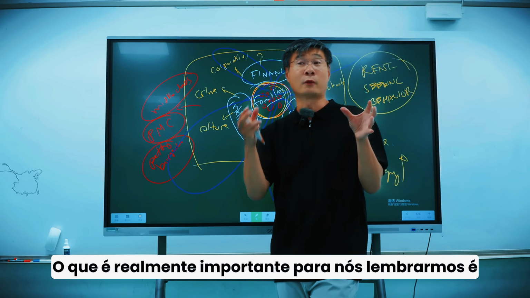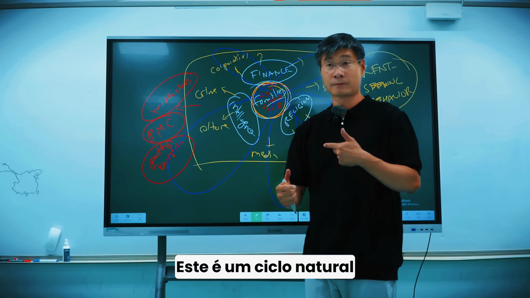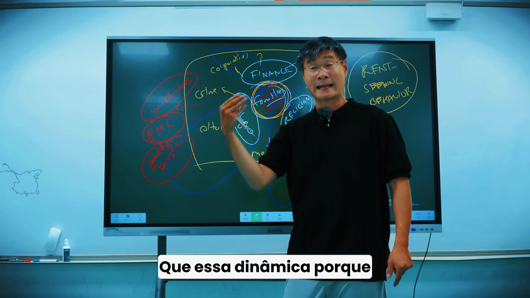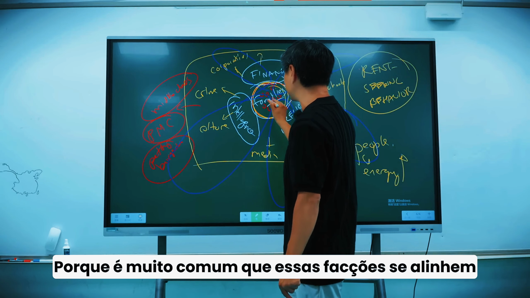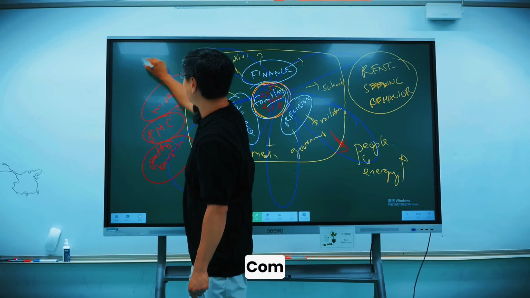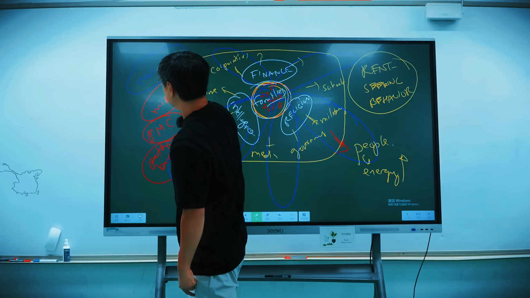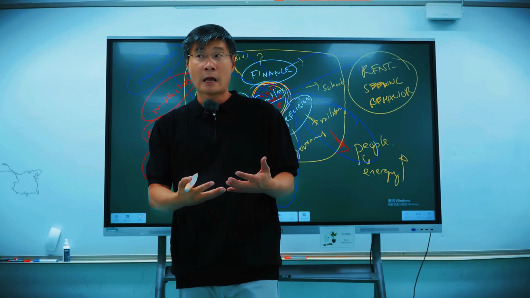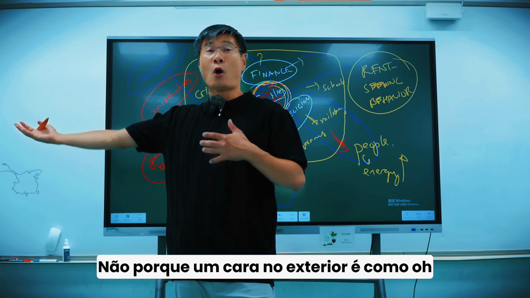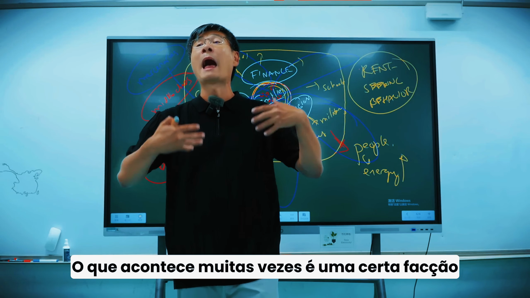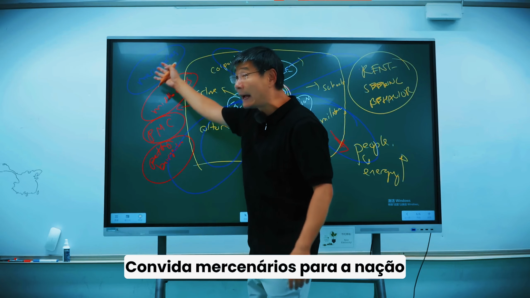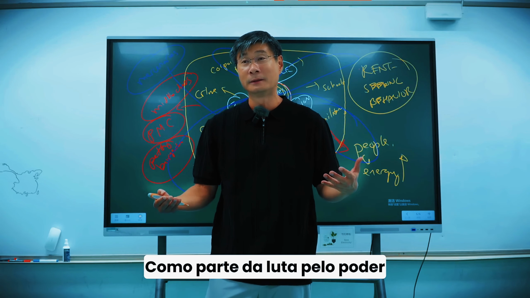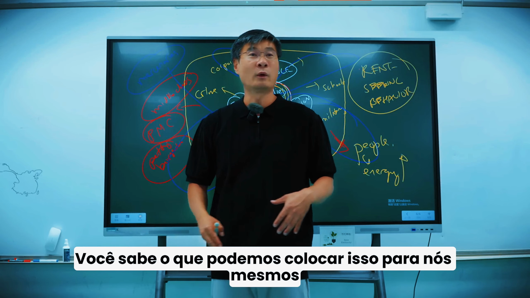What's really important for us to remember is this is a natural cycle, and no amount of external threat will change that dynamic. Why? Because it's very common for these factions to align with mercenaries. Okay? So there's foreign invasions, not because some guy overseas is like, oh, this society is unstable, I'll come and invade. What happens often is a certain faction invites mercenaries into the nation as part of the power struggle. And then the mercenaries realize, you know what? We can take this for ourselves.